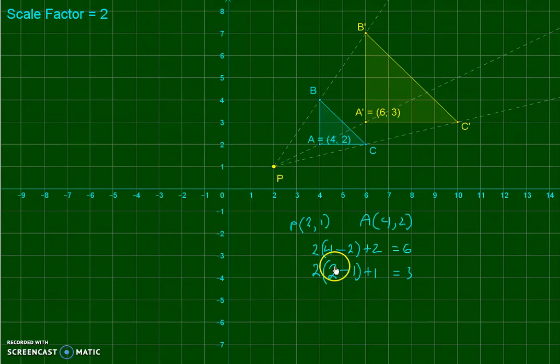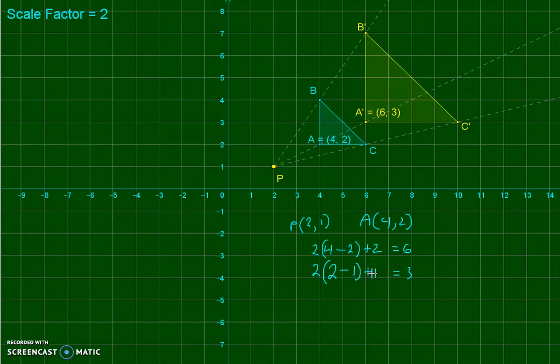It's not that difficult. You just have to see that we subtract off the x-coordinate of the center of dilation, multiply by our scale factor, and then add it back again. Same thing with the y. Take the y-coordinate of the point, subtract off the y-coordinate of the center of dilation, multiply by the scale factor, and then add back the y-coordinate of the center of dilation.